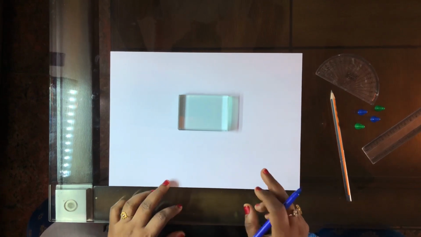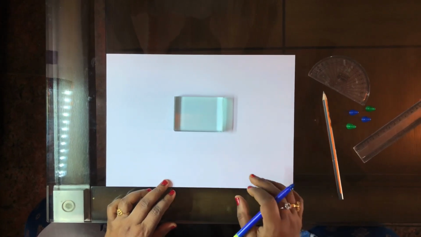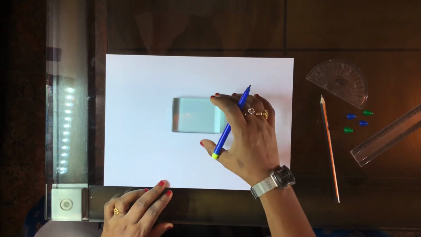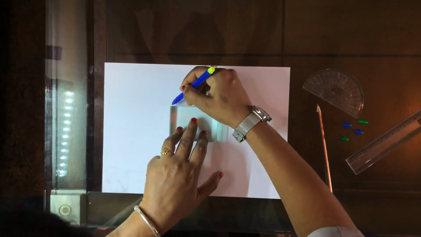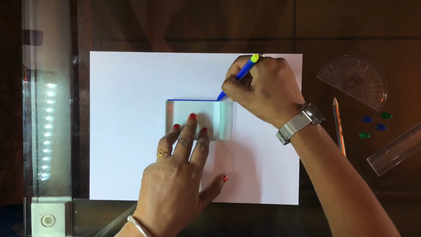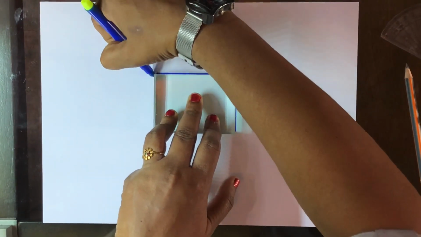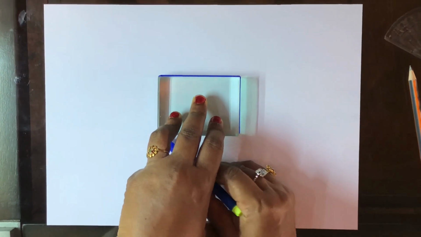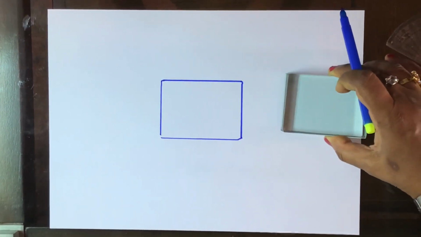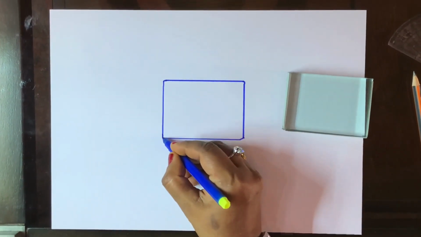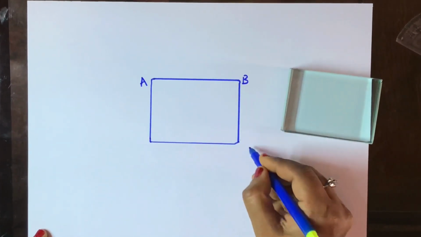Now let us begin the experiment to demonstrate the refraction of light through a rectangular glass slab. Initially, I have placed the rectangular glass slab on a white sheet of paper. Now, I am drawing the outline of the glass slab carefully. Then remove the glass slab and label as A, B, C, D.